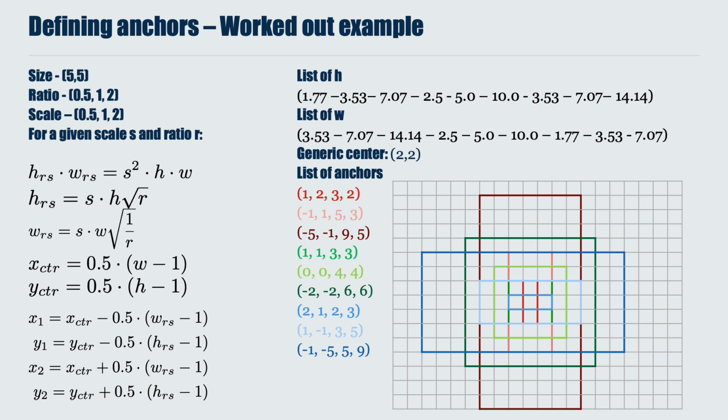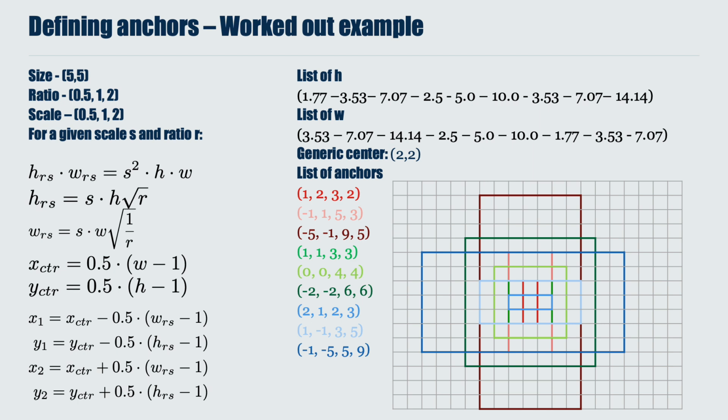So you define the center of your image based on the width and the height that you will have defined for that specific anchor type. And that helps you define the corners of your box, top and bottom. So considering our example of 5 by 5 with the ratio and scales that I specified before, you end up with this list of possible heights and this list of possible widths.